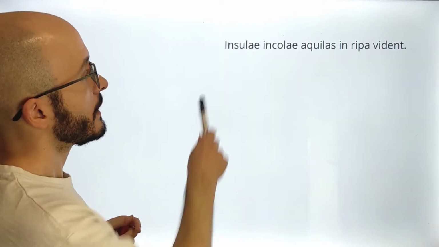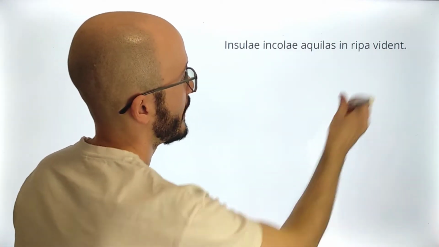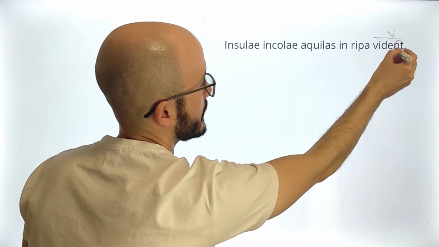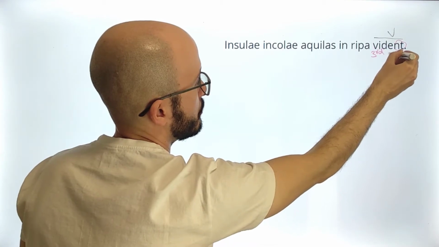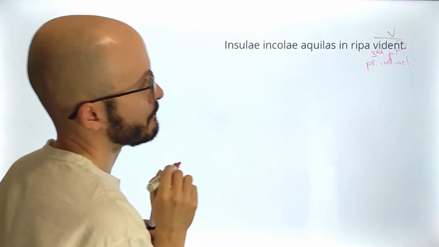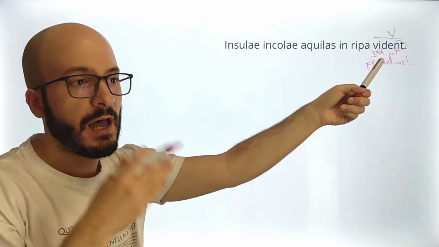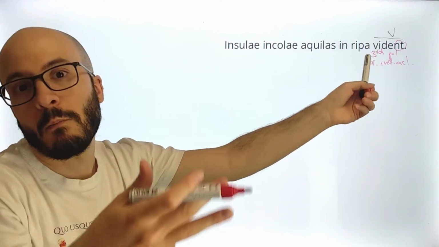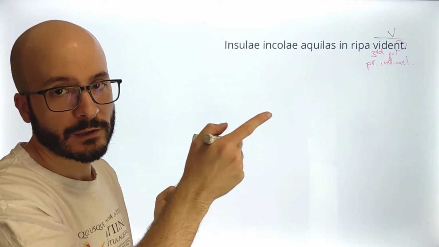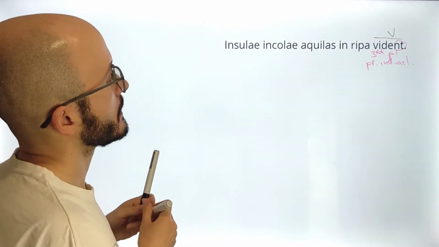Okay, so let's go. Insulae, incolae, aquilas, in ripa vident. We find the verb and then we analyze it. We have here NT, which is third person plural, present, indicative, active. Now how do we build a sentence with the verb to see? I see something, maybe somewhere. So we need a subject, a direct object, and somewhere, an adverbial of place, location. Okay, so let's see.